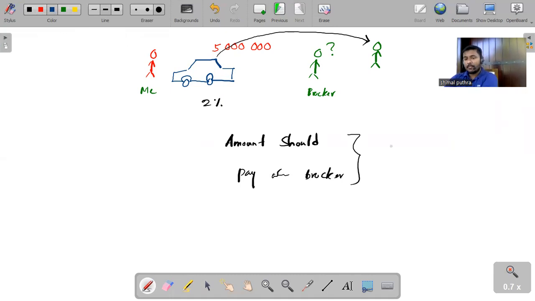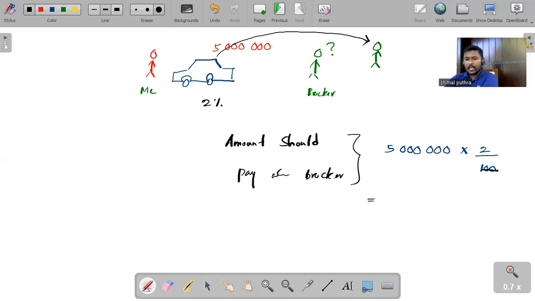The business is 5 million, 50 lakhs. From the 50 lakhs, I have to pay 2% to the broker. The reason is he found a buyer for me, because the buyer gave me 50 lakhs, that means 5 million, and he took the car. The person who finds the buyer, that is what we call a broker, I have to pay the broker 2%.